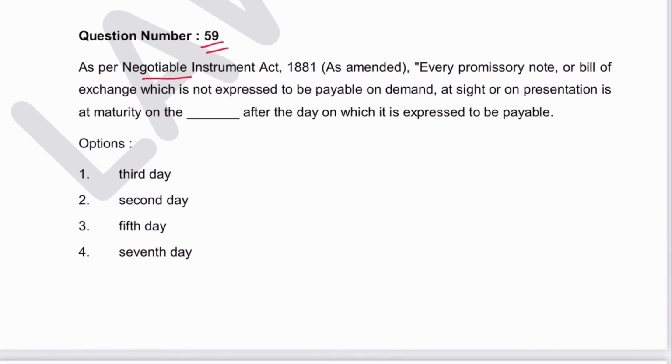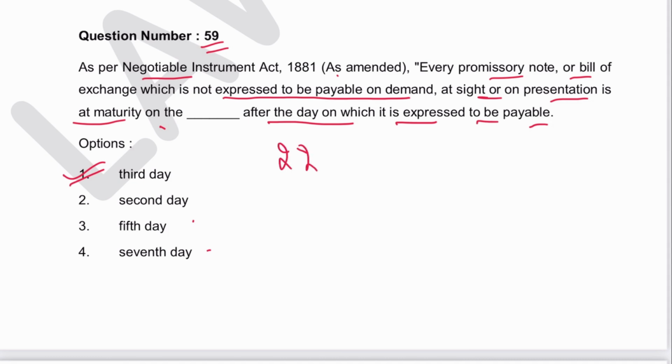Next 59. As per the NI Act, as amended, every promissory note or bill of exchange which is not expressed to be payable on demand, at sight or on presentation is at maturity on the dash after the day on which it is expressed to be payable. 3rd day, 2nd day, 5th day, 7th day. On 3rd day, 1 is the answer. And where is this mentioned? In Section 22. It is called the days of grace.